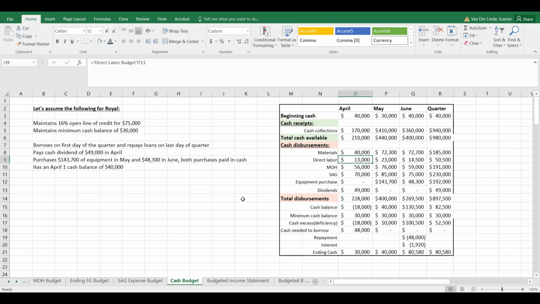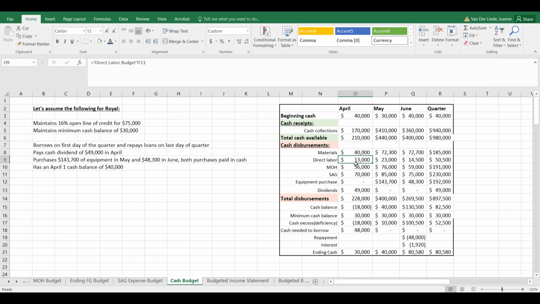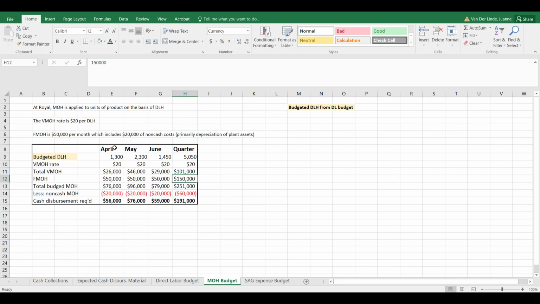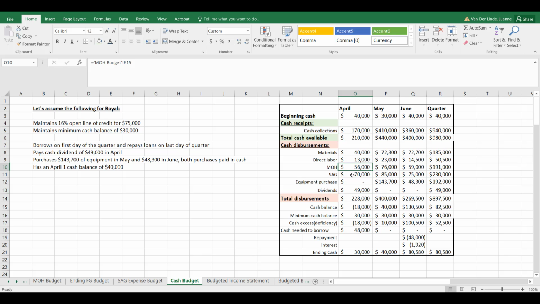And for direct labor cash disbursements, we completed a direct labor budget. And we determined in April the total direct labor costs is $13,000. So that's where the $13,000 is coming from there. Manufacturing overhead cash disbursements, we had completed a manufacturing overhead budget as well. And we determined that in April, the total cash disbursements required related to manufacturing overhead would be $56,000. So we have $56,000 there.